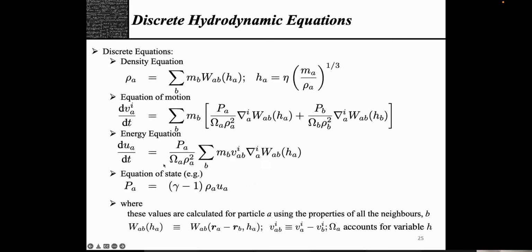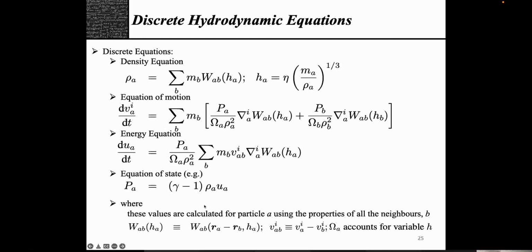For the next, we have the energy equation. And we can see here that all the terms, the pressure, your correction term, and density, have been pulled out front because they only depend on particle A. And we have it depending on the difference between your two velocities, so just the velocity difference.